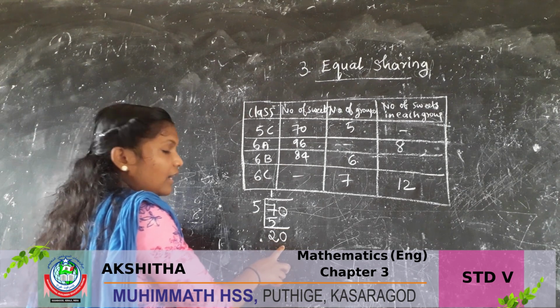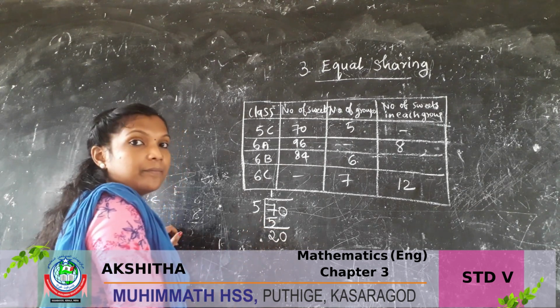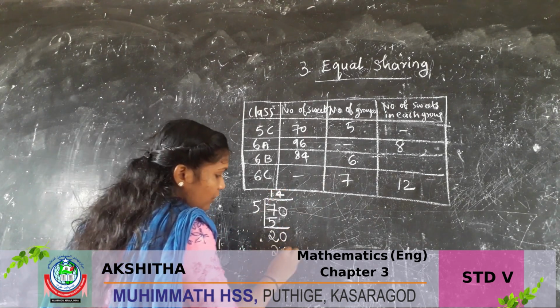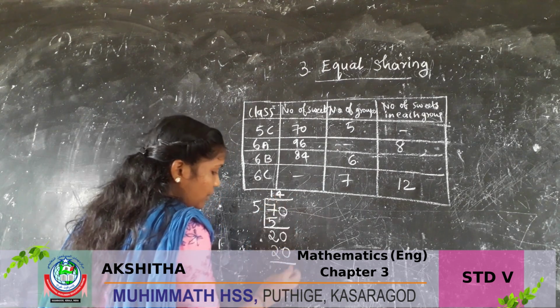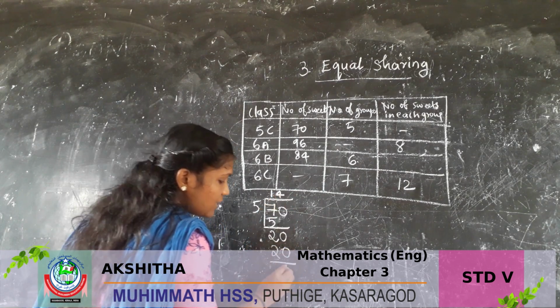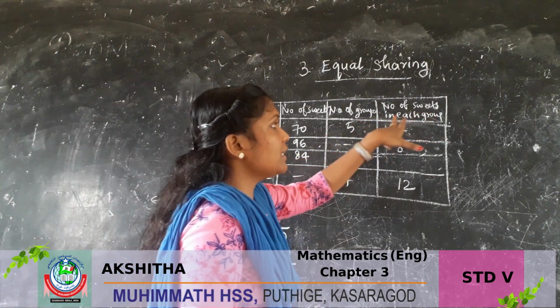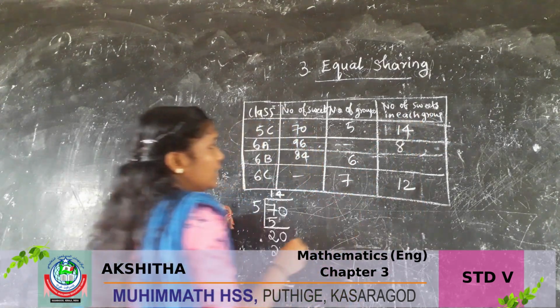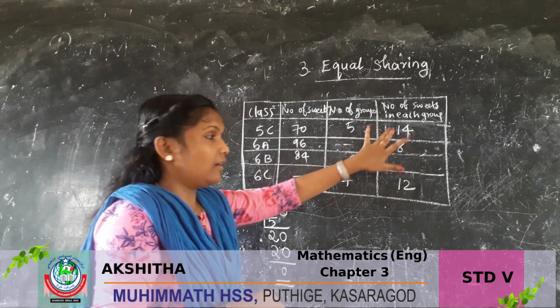Now you can see 20. So 5 how many times is 20? 5 fours are 20. So we got the answer 14. 20 minus 20 is 0. So the number of sweets in each group is 14. We should write 14 here.